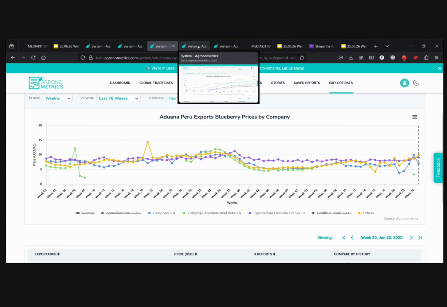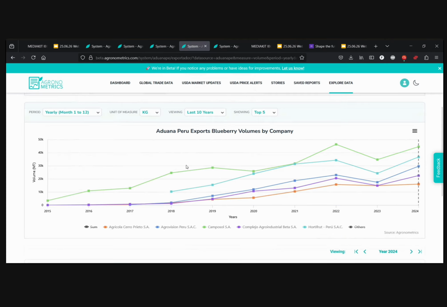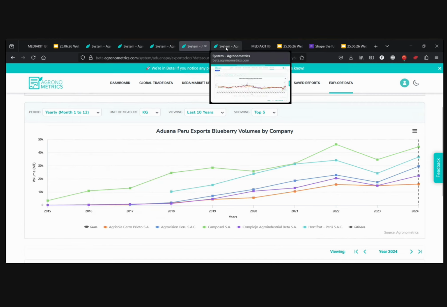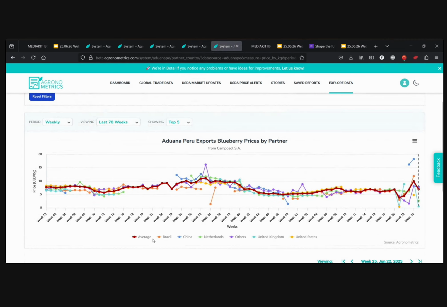So, I mean, that's kind of looking at the components. We can look at a lot of different splits and cuts of the information that's available, including looking at one exporter, and I'm picking on Camposol because they're the biggest, for no other particular reason. But here we can see the exports, or the value of exports from Camposol by destination market.